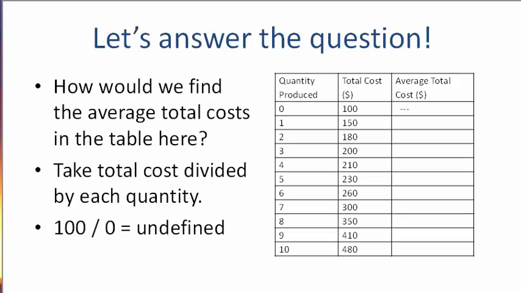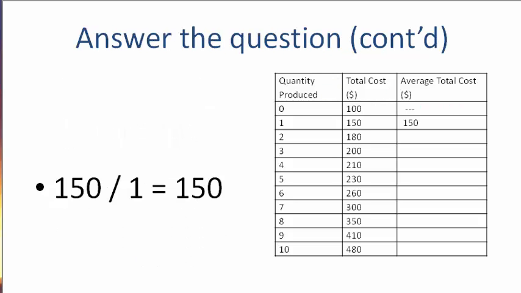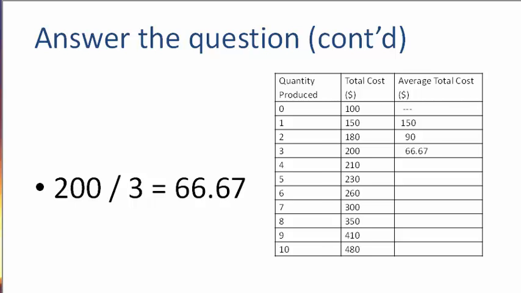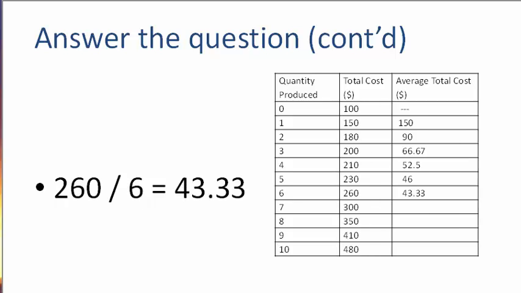Okay, now let's answer the question about average total cost posed earlier. And note that all we really have to do here is to take the total cost of producing different quantities and divide by the quantities produced. So these have already been computed for us. For the first case, 100 divided by 0 is undefined, so we'll just put some little dashes there. On the second case, if we have 150 total cost divided by quantity of 1, the answer is 150. Filling in the rest of the table, we have 180 divided by 2, and so on. In each case, taking the total cost, dividing by the quantity produced.